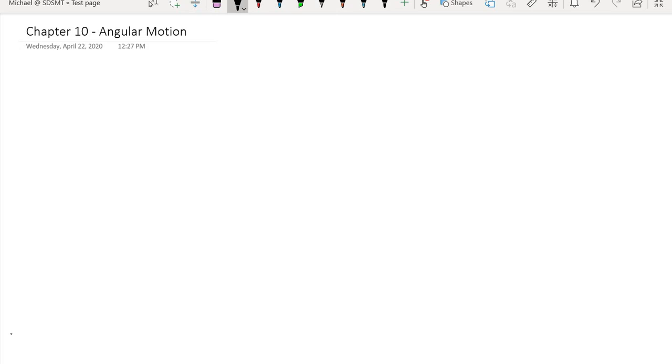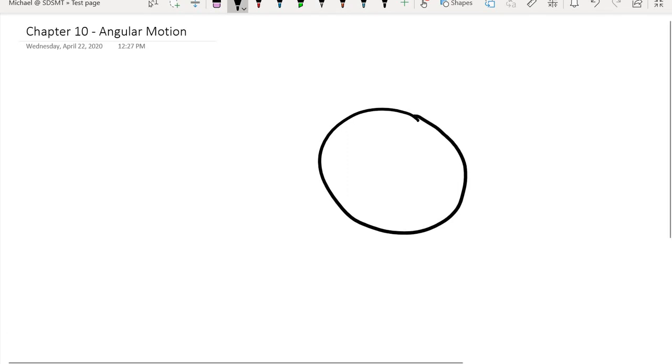Starting Chapter 10, which is the final chapter for the semester. And Chapter 10 is really going to be a culmination of all the materials that we've seen from all the other chapters. We're going to take the ideas of kinematics, force, and energy, and we're going to apply all of those ideas to systems involving circular motion, or as we're going to start referring to it, angular motion.